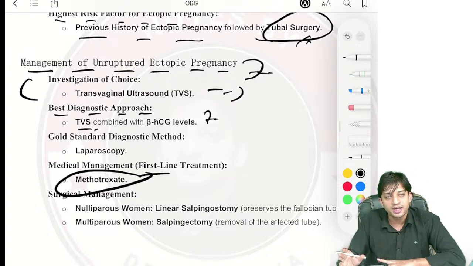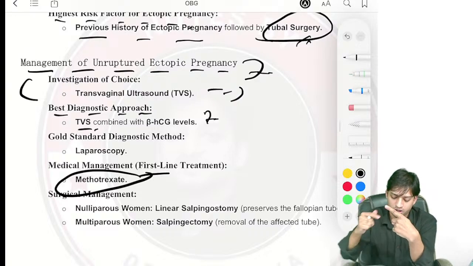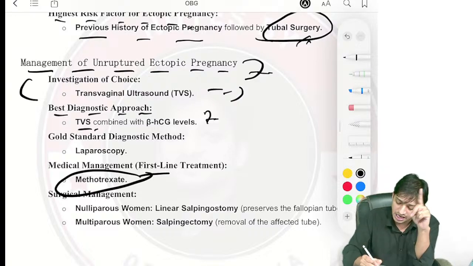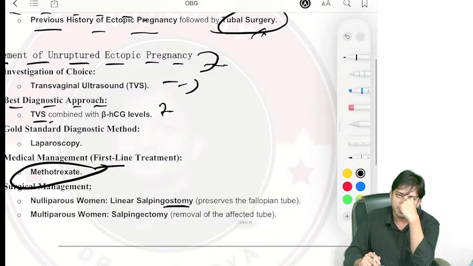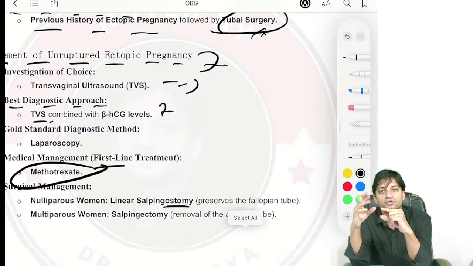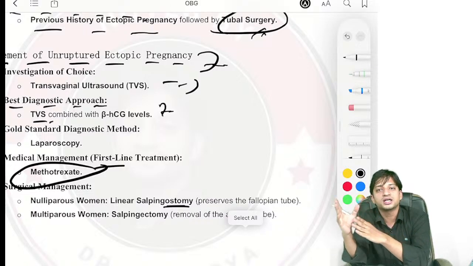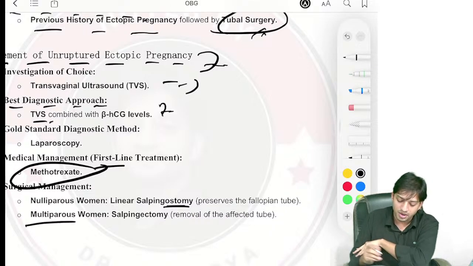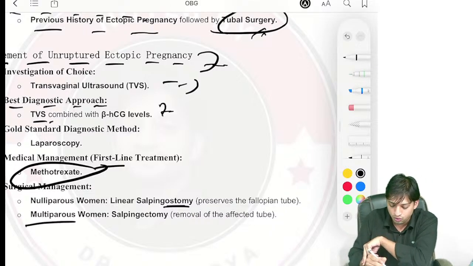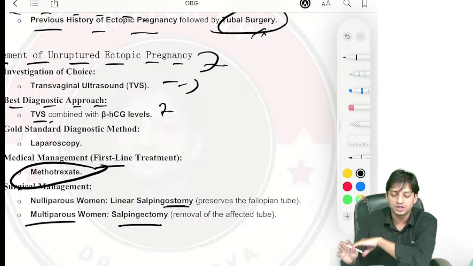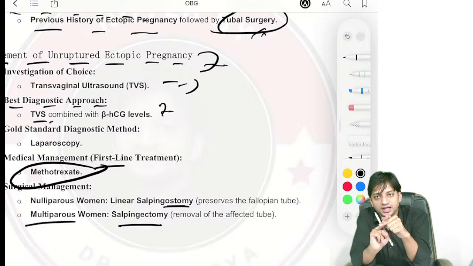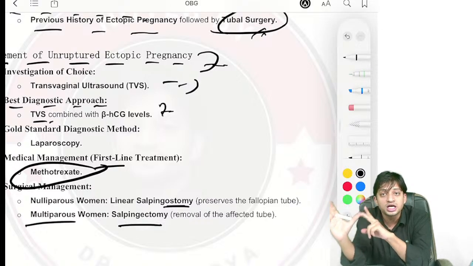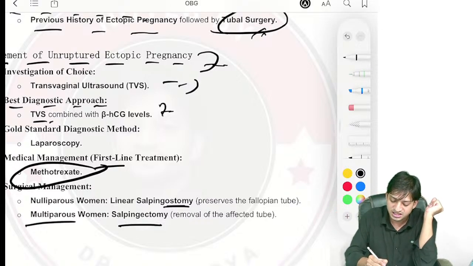Now, in surgical management, two different approaches. For the nulliparous women, you do linear salpingostomy. Remember, linear salpingostomy. Why? Because you have to preserve the fallopian tube for the nulliparous woman so that she can conceive or she can be pregnant another time, right? For multiparous woman, what you have to do? You can do salpingectomy. If they give you that multiparous woman, family planning is complete in the history, what will be your line of approach for ectopic pregnancy? Surgical management, it will be salpingectomy.